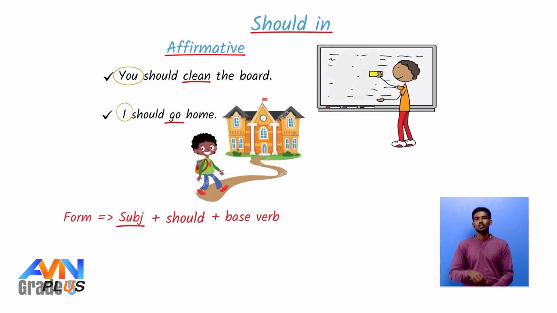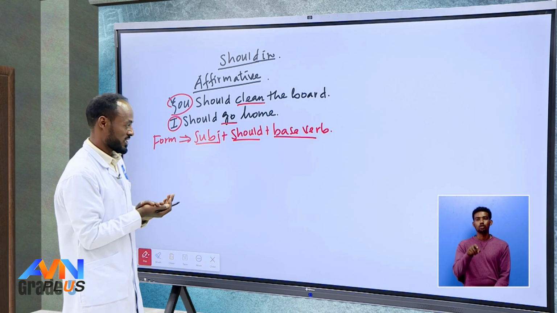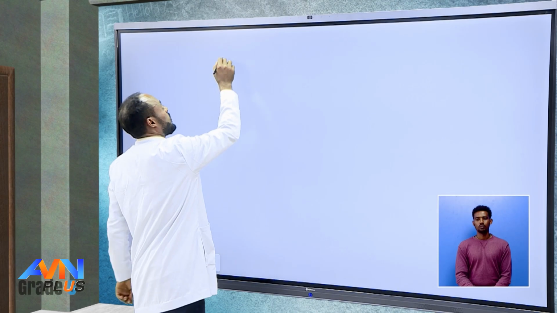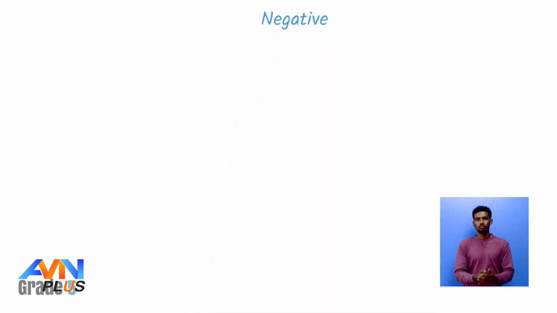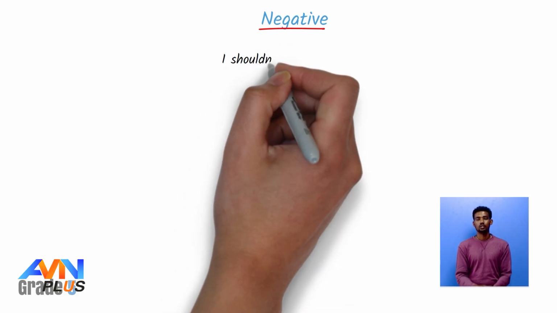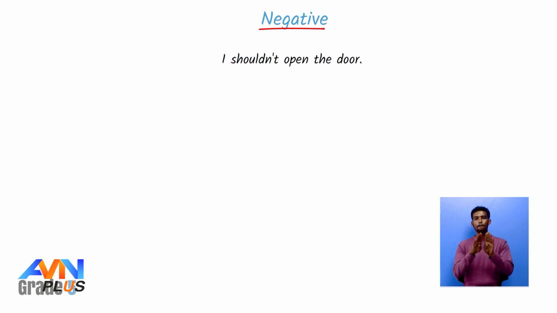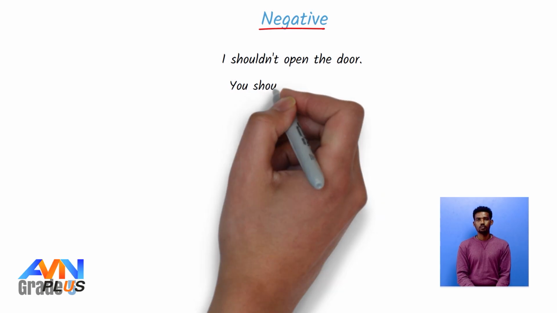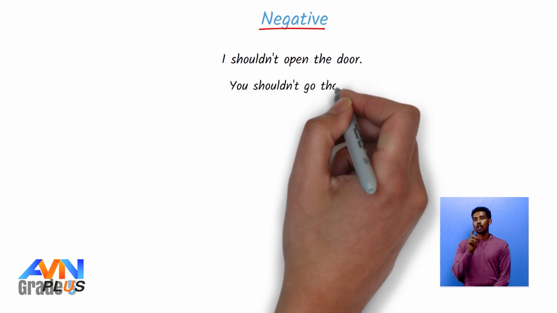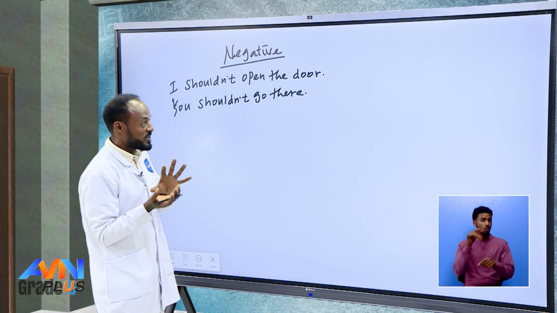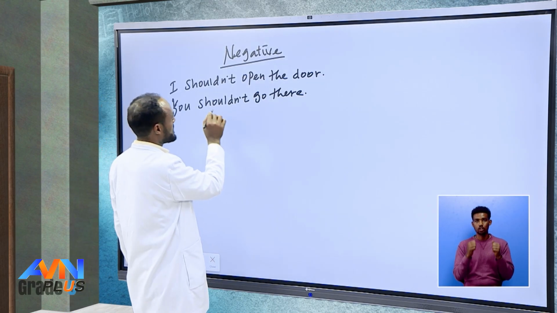So here, this one is the form of affirmative sentences. Should can be used in such a structure. You can make your own sentence. Nice. What about the next point? What about the negative form? In negative, should: I should not open the door. You shouldn't go there. Look, you shouldn't go there. It's like a piece of strong advice. Maybe just for warning you can use it.